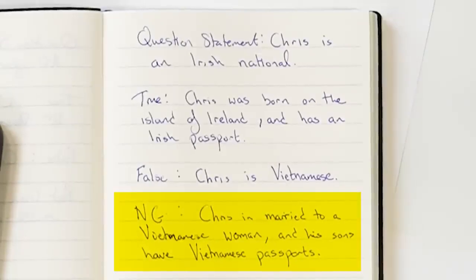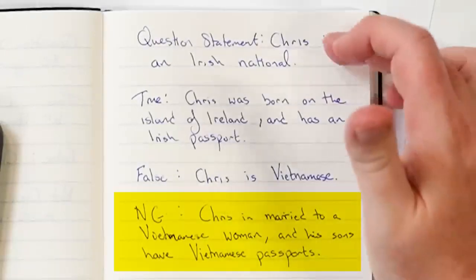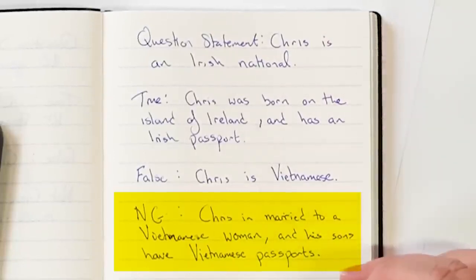So my wife is Vietnamese, my sons are Vietnamese. Am I Vietnamese? We don't know. So this is not given. There's just not enough information for us to look at this question statement and say whether it is true or whether it is false.